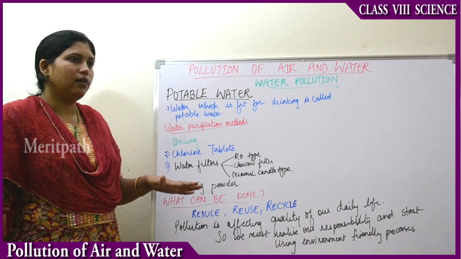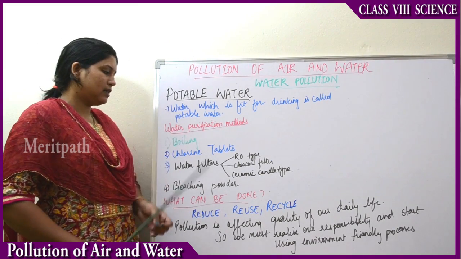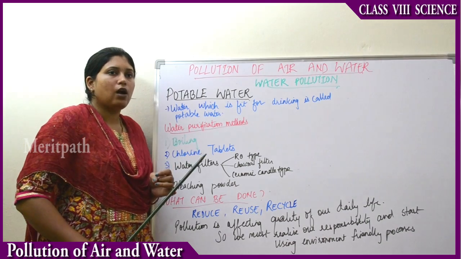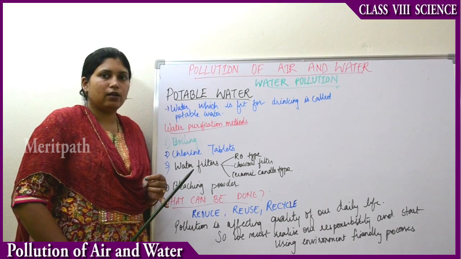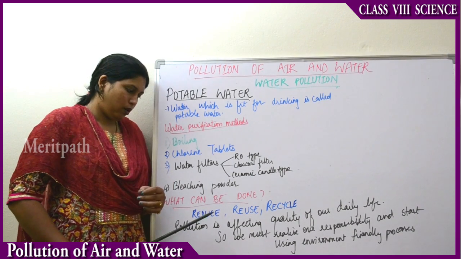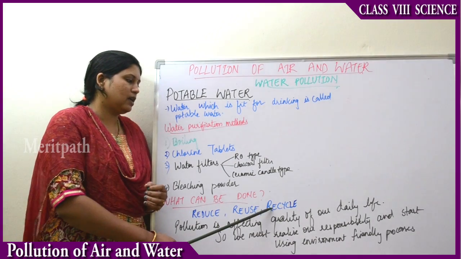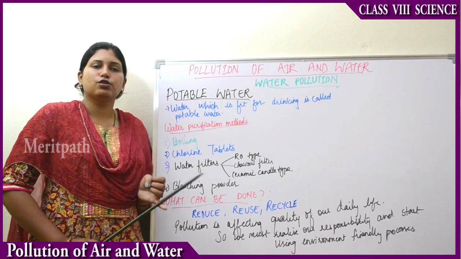Next is what can be done. That means how can we save water or minimize the use of water and prevent water pollution. So what we have to follow is the 3R principle: reduce, reuse and recycle. Reduce the use of water.